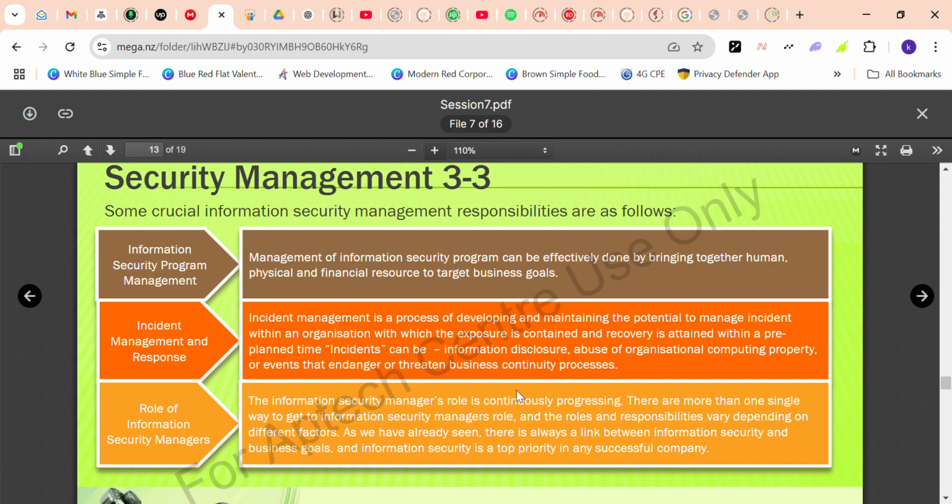Role of information security manager. This also has to be there. Also, the information security manager role is continuously progressing. There is more than one single way to get to the information security manager's role, and the role and responsibility vary depending on different factors. As we have already seen, there is always a link between information security and business goals, and information security is a top priority in any successful capacity.